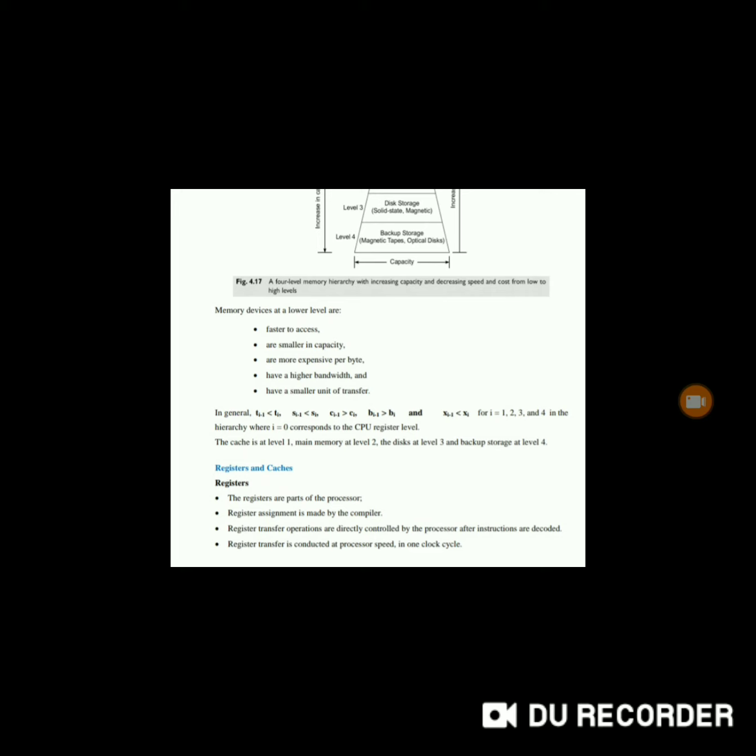In registers, the registers are part of the processor. The registers are assigned by the compiler, and the register transfer operations are directly controlled by the processor after instructions are decoded. This register transfer is conducted at the processor speed in one clock cycle.